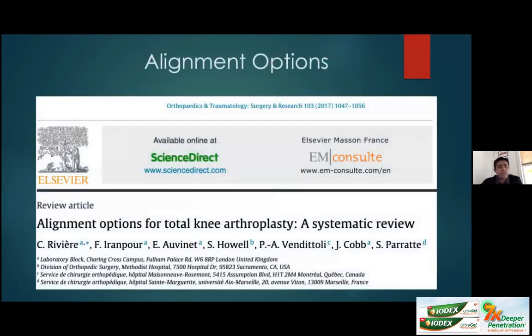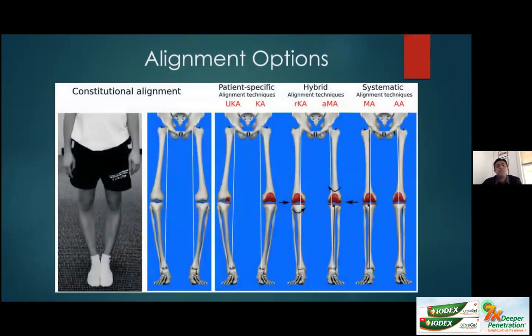And this is my friend Charles Riviere, who's a French trained surgeon who works now in London, United Kingdom. And he published this wonderful review on alignment options for total knee arthroplasty. And the reason we have to think about this is because there are some patients, especially a lot of patients in Europe. Professor Johan Bellemans in Belgium came up with this concept of constitutional varus. So there are some patients, especially soccer players, athletes, runners, who have this native varus deformity.